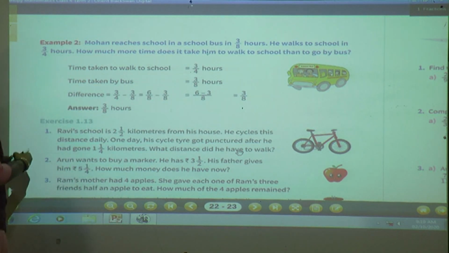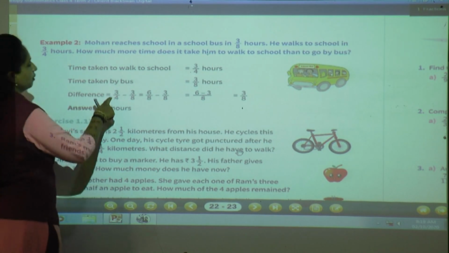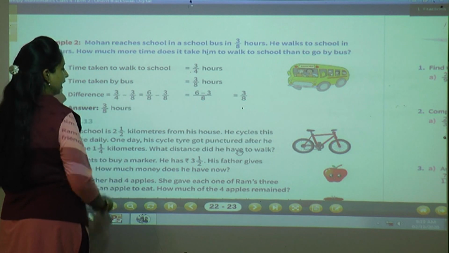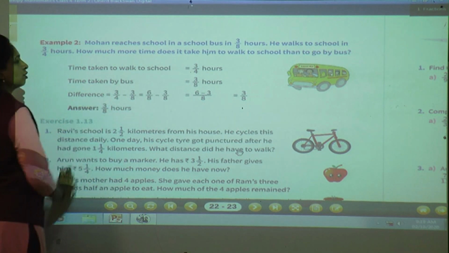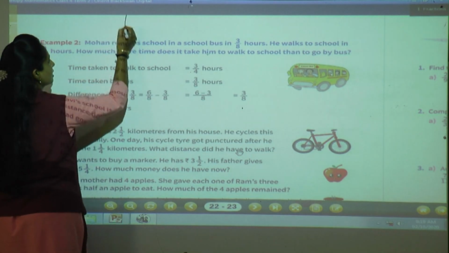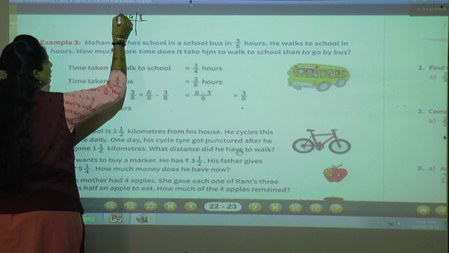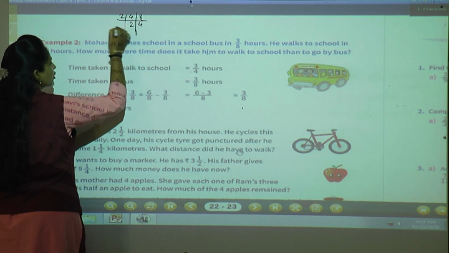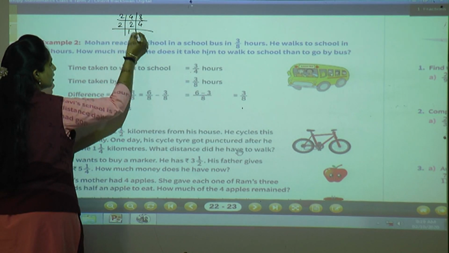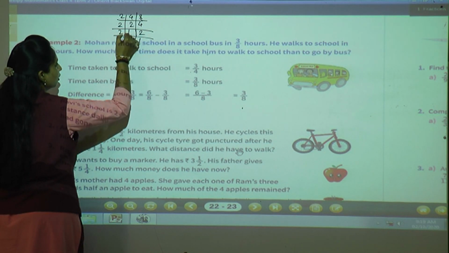So we have to find out the difference between both the hours. So 3 upon 4 minus 3 upon 8. Now denominators are not same, so what we have to do, students? We have to find out the LCM of both the numbers 4 and 8. Okay, 2 2s are 4, 2 4s are 8. 2 1s are 2, 2 2s are 4. So 1 has it is 2 1s are 2.